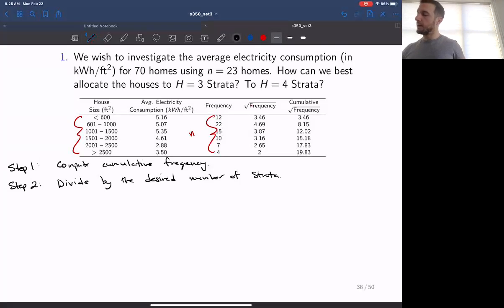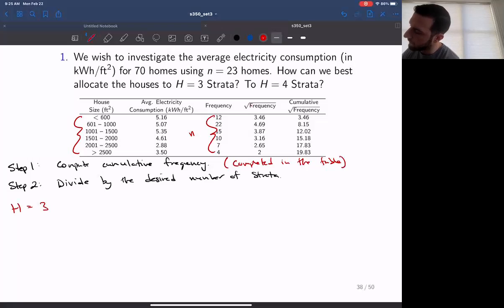Okay, so step one is completed via the table, right? So we'll just make a note here, completed in the table. Okay, so on step two, we're going to consider two different numbers of strata. So we'd have h is equal to 3, and we would have h is equal to 4. Okay, so we take the cumulative frequency and we divide by the number of strata. Okay, so that would be step two. So we have step one for both, that's going to be consistent.